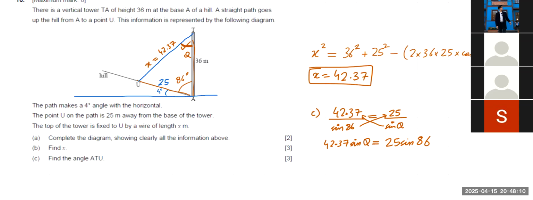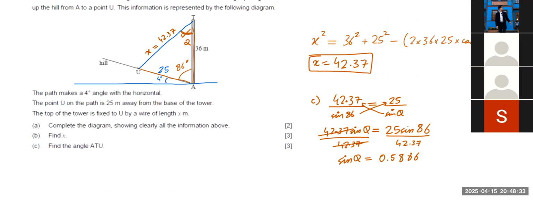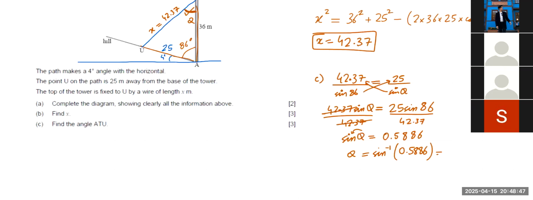I divide both sides by 42.37, which cancels it out from here, leaves me with just the sine theta and this mess. So I'm just going to calculate that already. So 25 times sine of 86 divided by 42.37, which leaves me with 0.5886. Now, Sophia, what do you think I should do now? Inverse. Exactly. Because the thing I'm trying to find is an angle, number one, and number two, it's stuck inside of a sine. So I will open it up from the sine by taking the sine inverse, which leaves me with sine inverse of that is equal to 36.1 degrees.